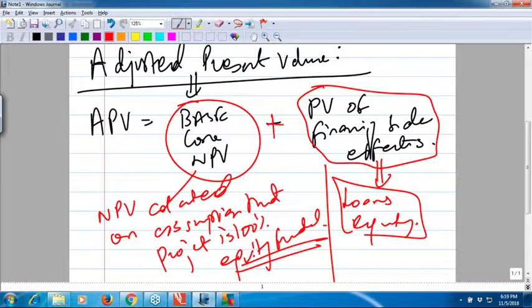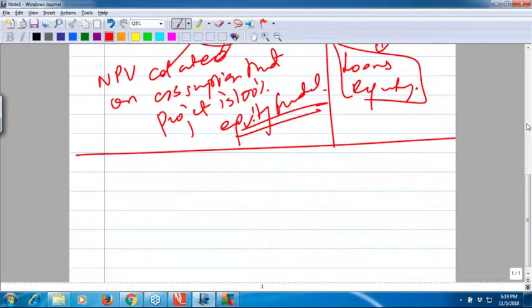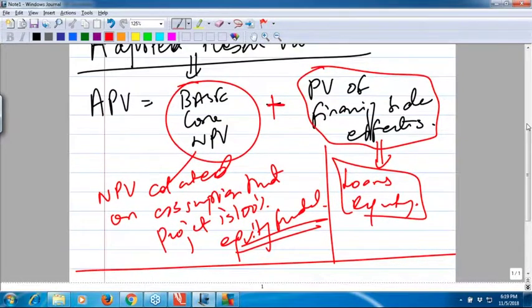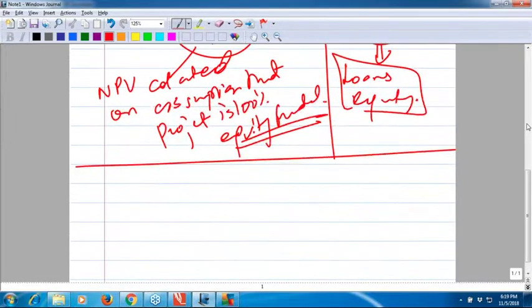my correction: present value of financing side effects needs to be added up, not minus. Thank you Amartya, that was an error on my part. Anyways, whatever you finance using loans, equity, or whatsoever, you need to actually add that impact. So basically, it's an NPV calculated on the assumption that the entity is 100% equity funded and there is this present value of financing side effects.